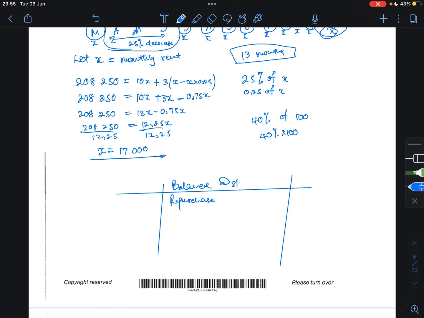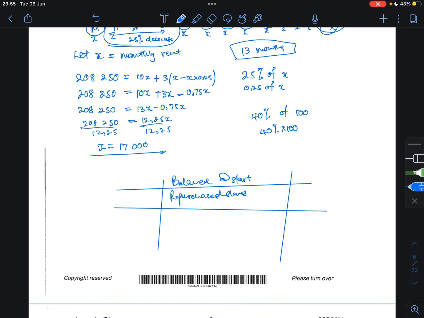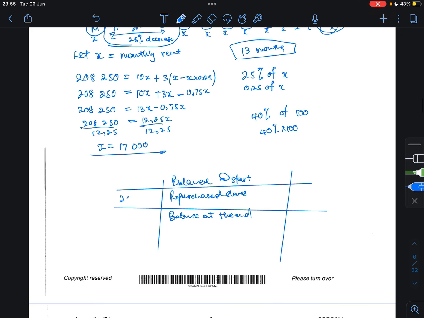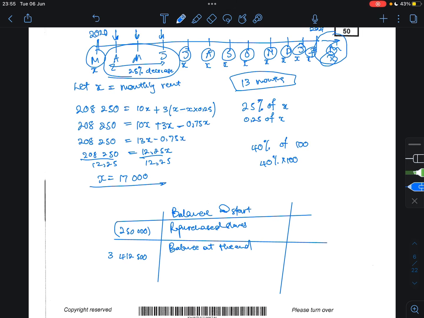Okay, this is at start, repurchased shares. Then here you have your balance at the end, because we were not told anything about shares being issued. Balance at the end. All right, so at first we were told that 250 shares were repurchased at 4 rand 25. So we know that 250 were repurchased, and at the end we were told that we had 3,412,500. That's the end.